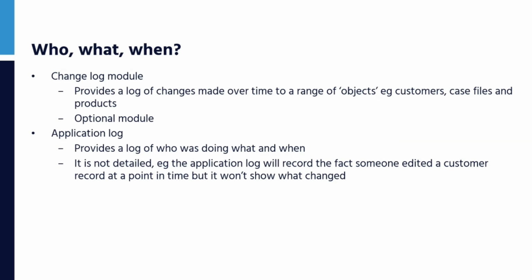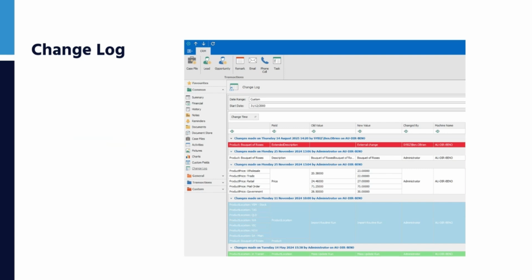So it will still help you if things have been going along nicely and then all of a sudden the system's behaving differently due to someone making a change. The application log's a powerful destination as well to help you work out who has done something. As I said, it's not detailed, but it is still quite handy. So just a little bit of a look at the change log and the application log.